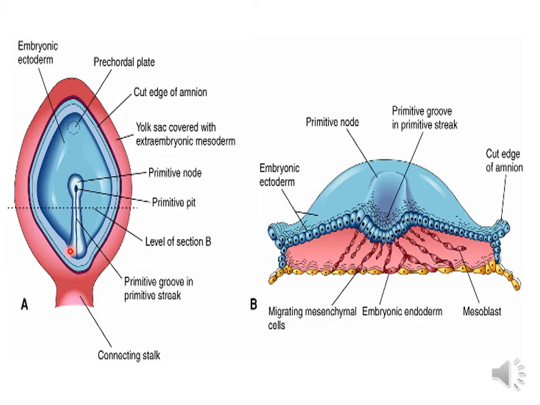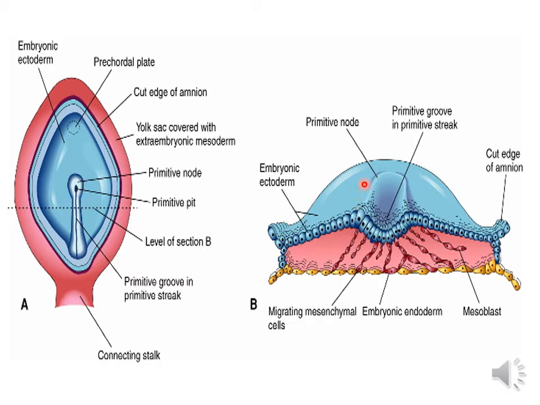Here again, this is the embryo, and this is the structure. This structure is named the primitive streak, which appears at the epiblast surface at the caudal end. It appears during the third week of development, indicating the start of the process of gastrulation. It is composed of the primitive groove, primitive node, and primitive pit.